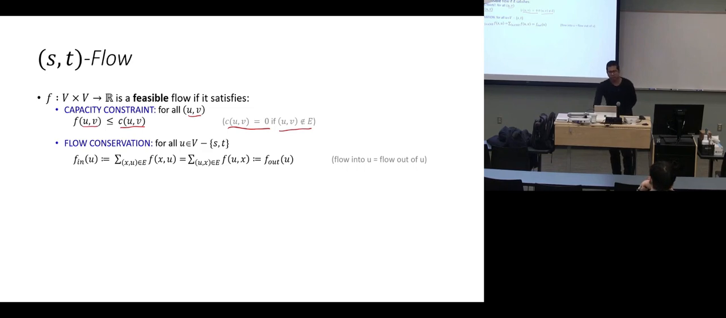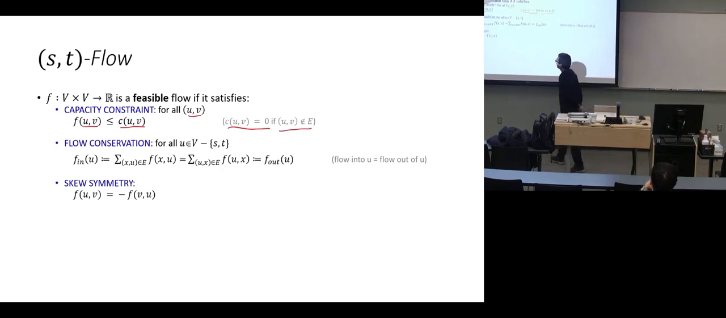By the way, I want to say another thing, which is not strictly needed, but it's much better notationally. It makes the notation much nicer. I say that the flow is skew symmetric. That is, the flow from U to V is minus the flow from V to U. So think of it like this: if there is 1 unit of flow from U to V, it's like there's a minus 1 unit of flow from V to U, because the flow has direction.